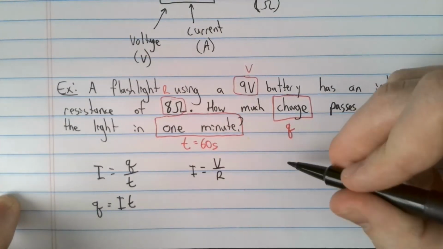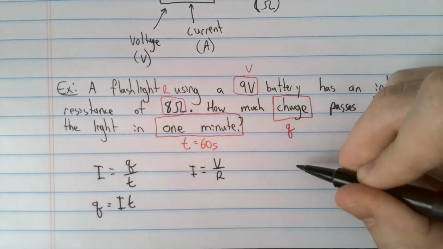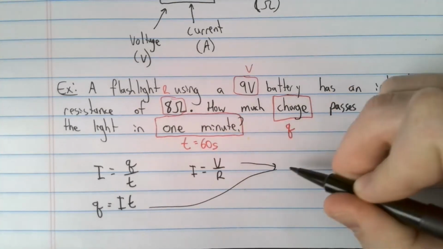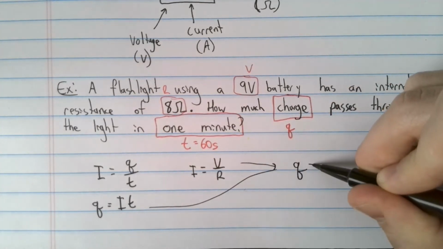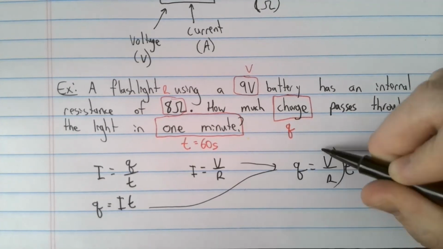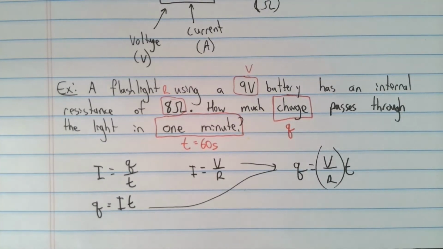Long story short, here it is. V over R times T. We'll put those two together. Q equals V over R times T. There's our equation. We can plug the numbers in to solve that.